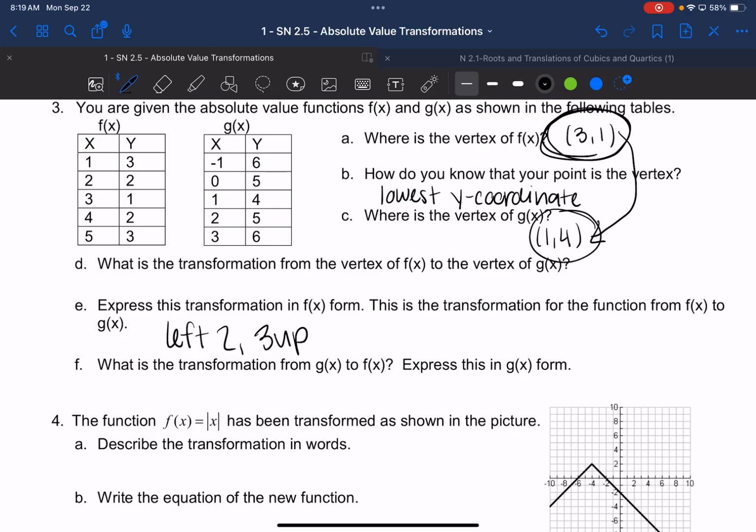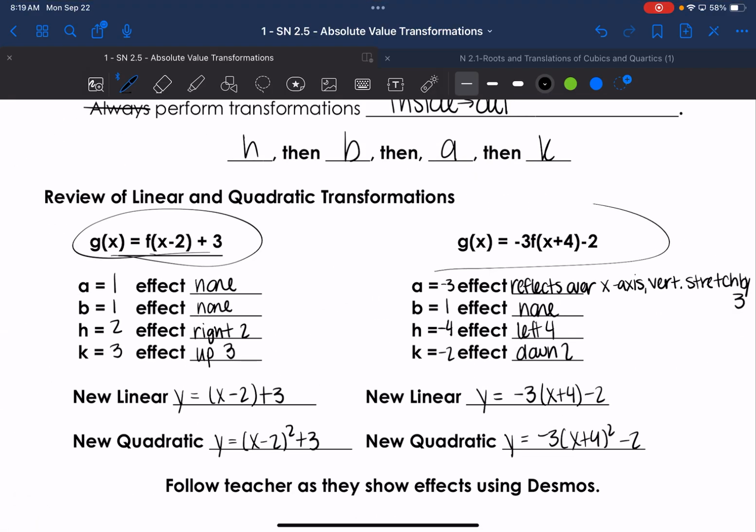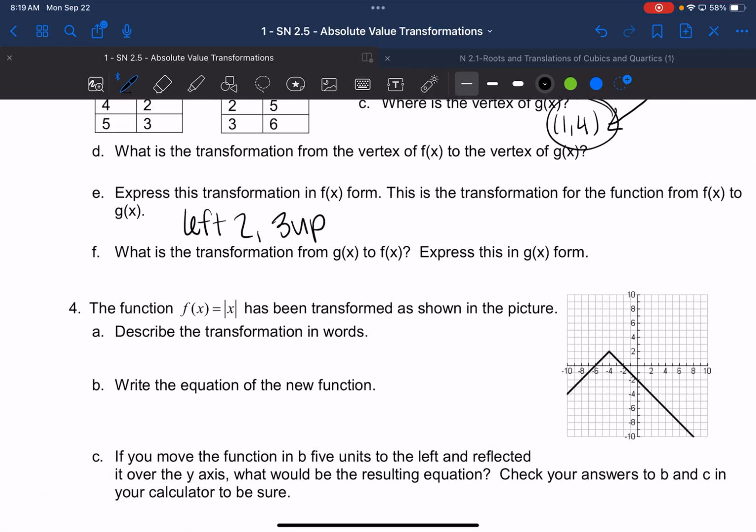Now they want us to write this like it would look in that transformation type of equation. So basically like how they wrote it on these examples right here. That's how they want us to write it, okay? So to get from f of x to g of x. Okay, so we would have, oh, I wrote that on the wrong line. I'm sorry. Left 2 and up 3.